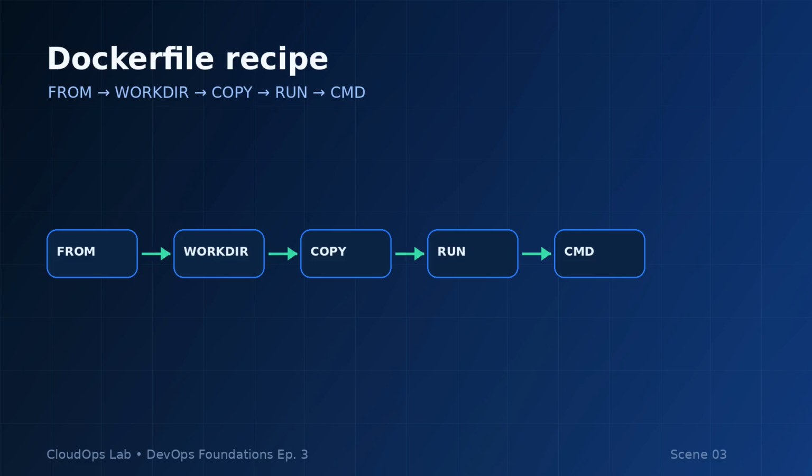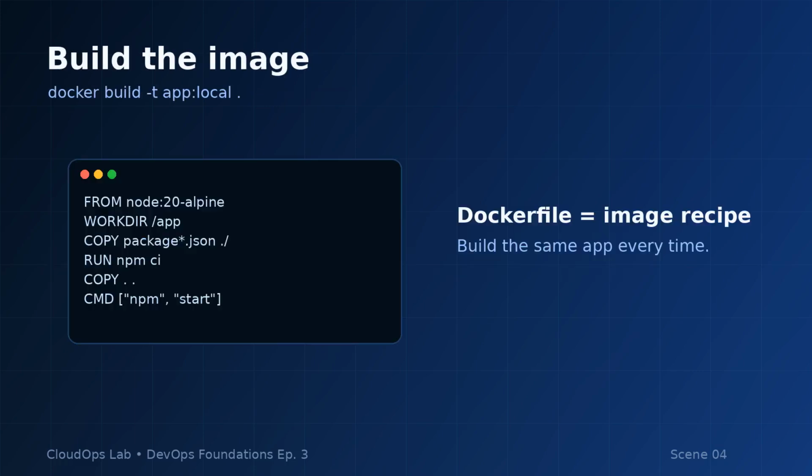Next, you usually set a working directory with WORKDIR. This tells Docker where commands should run inside the image. Then you copy dependency files first. For a Node app, you might copy package.json and package-lock.json. Then you run npm ci. Why copy dependency files before the rest of the source code? Because Docker builds in layers. If your dependencies do not change, Docker can reuse the dependency layer and make future builds faster.